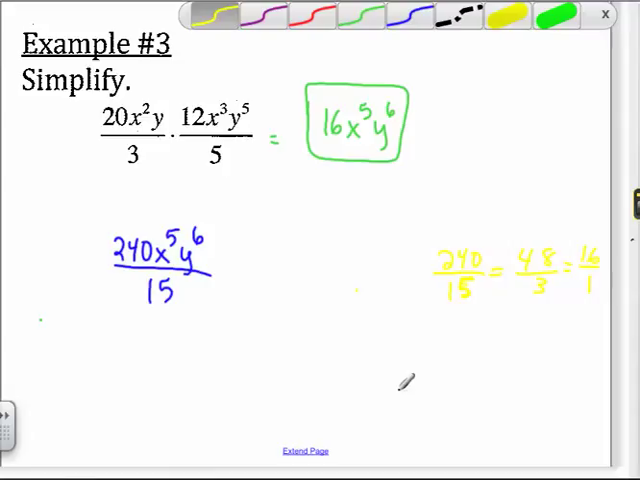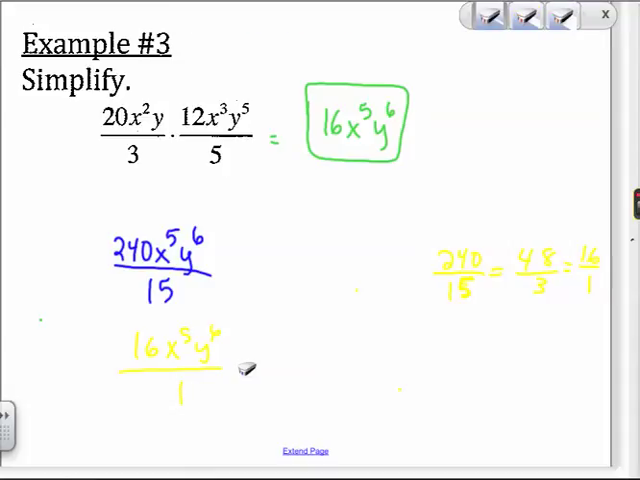So I can do it that way. And then I'm left with 16 x to the 5th, y to the 6th, all over 1. And I can get rid of that 1 down there at the bottom if I want to. So if I didn't cancel, that would be okay. I could still then just reduce it. But if I do cancel, then I don't have to reduce it at the end. It's already reduced. Okay? Good job, guys, and I'll see you at the last example.